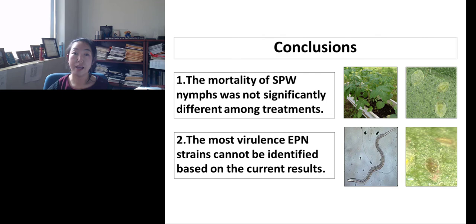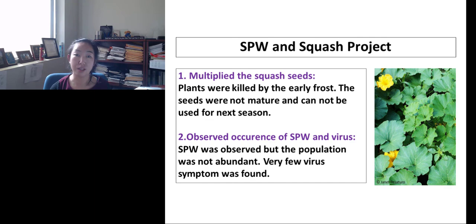And the next is the sweet potato whitefly and squash project. First, we multiplied the squash seeds in the field. However, those plants were all killed by the early frost, and the seeds were not mature and cannot be used for the next season. We also observed the occurrence of the sweet potato whitefly and virus on the squash plants, but the whitefly population was not abundant, and very few virus symptoms were found. So this is for our sweet potato whitefly and squash project.